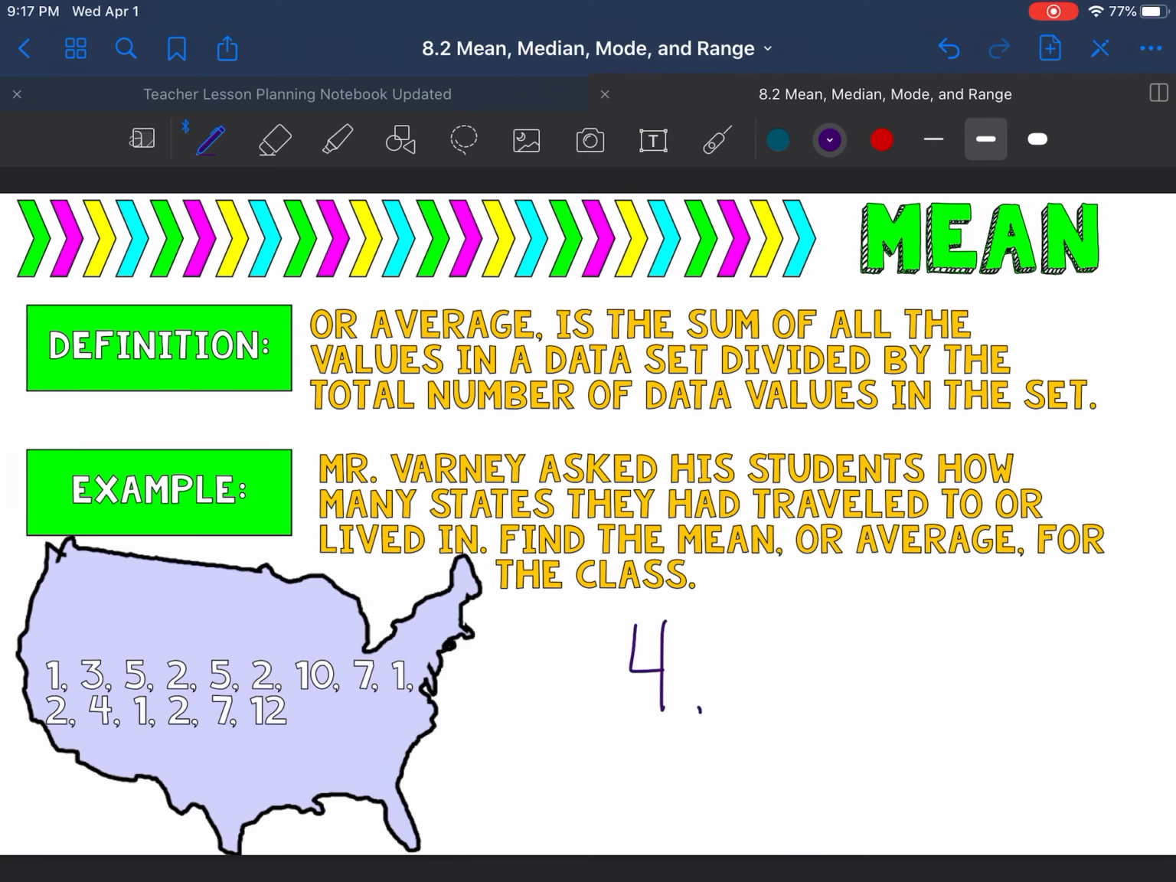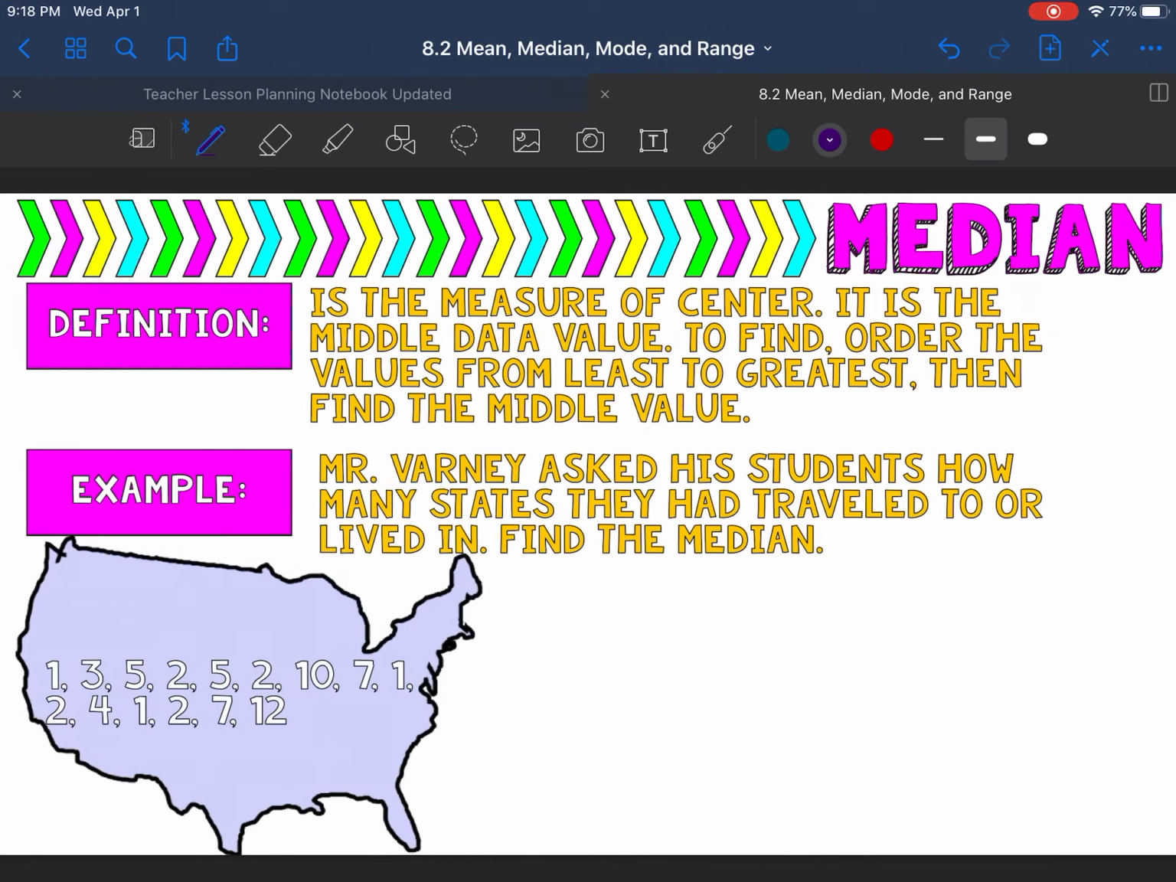So my average is 4.93 repeating. So all we need to do when we do the average is we add them all up, and then we take that number and divide it by the amount of numbers that we added together. Okay, so that's mean. So let's move on and talk about median.